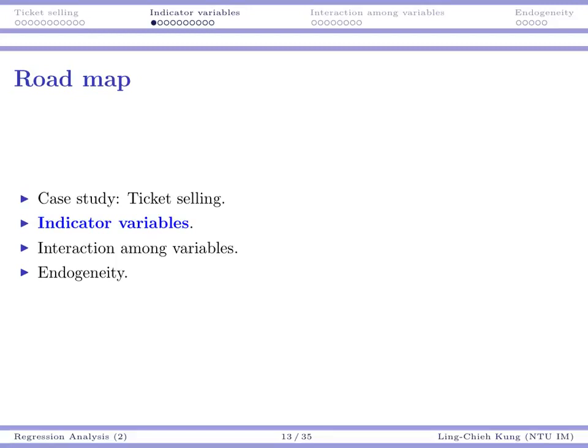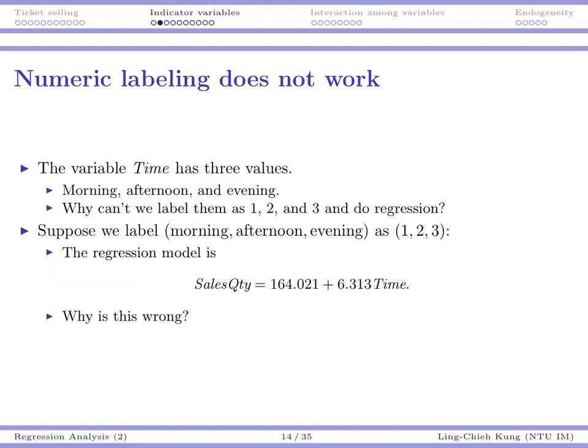Okay, let's continue. So in this video, we're going to talk about indicator variables. We see that the variable time has three values: morning, afternoon, or evening. The interesting thing is that even though we may label them as numbers, we cannot use it as a quantitative variable to do regression. If we label them as strings, of course we cannot use it as a quantitative variable. But even if we label them as numbers, we still cannot.